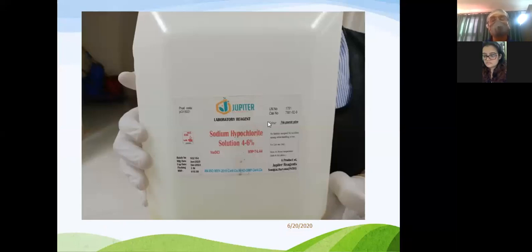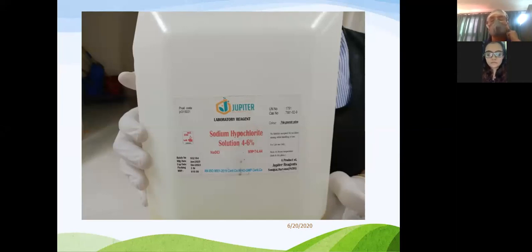This is the kind of sodium hypochlorite solution which people ask me, what do you mean by 4 to 6%? So you have to make this into a 1 liter solution. The technique is to take 200 ml of this 4 to 6% solution followed by 800 ml of water. So this makes a 1 liter solution, 200 ml of sodium hypochlorite, 800 ml of water. This makes a 1% sodium hypochlorite solution. And this is the best thing. You can keep it in your home also.